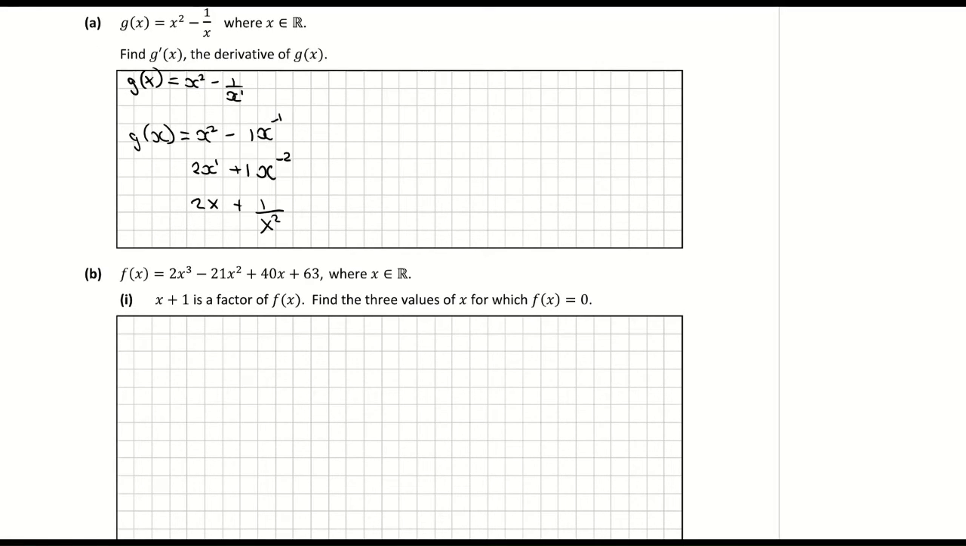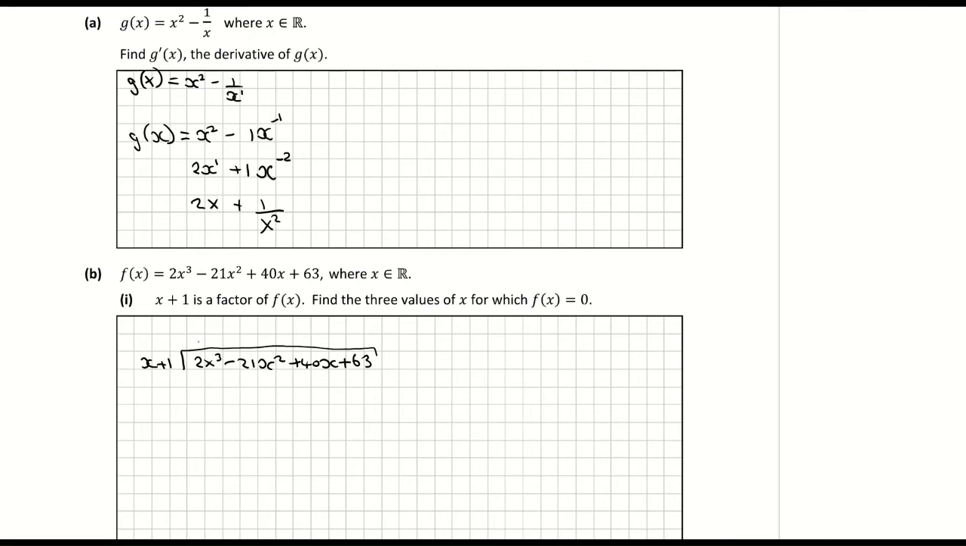Looking now at part B, f of x is given by the following, and part 1 is saying x plus 1 is a factor of f of x. Find 3 values of x for which f of x is equal to 0. Okay, so they've given us one of the factors. First thing we need to do is find the other 2 factors. So to do that, it's a cubic, so there's 3 factors. I need to use long division, would be one method. So I'm going to divide x plus 1 into 2x cubed minus 21x squared plus 40x plus 63. So I'm using long division here.